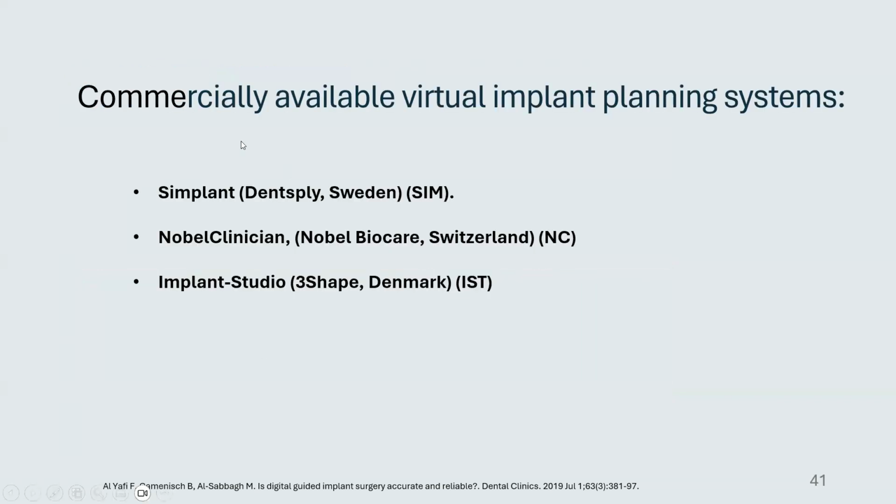Now these are examples of commercially available virtual planning systems. Simplant, we talked about it, and NobelClinician from Nobel Biocare and Implant Studio from 3Shape. And all these systems are open systems. We can choose implant systems from any other company.